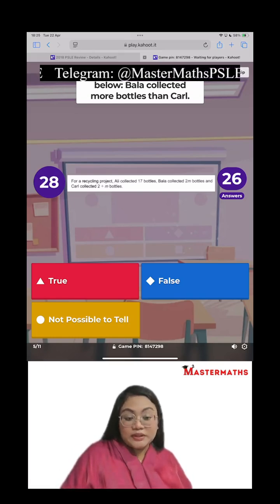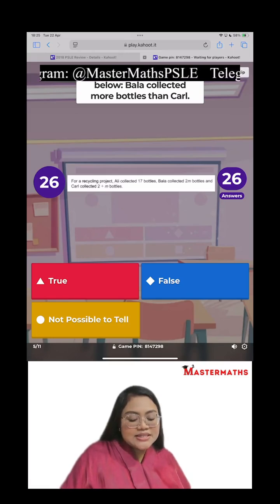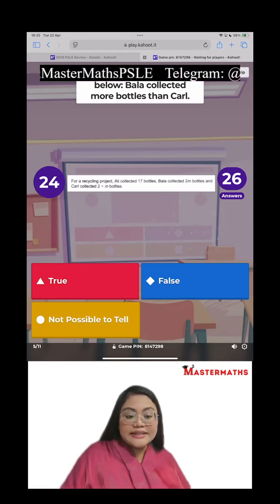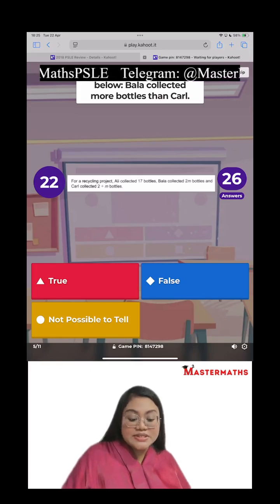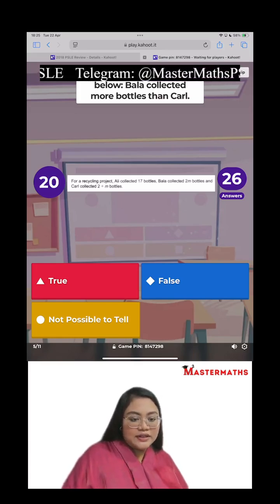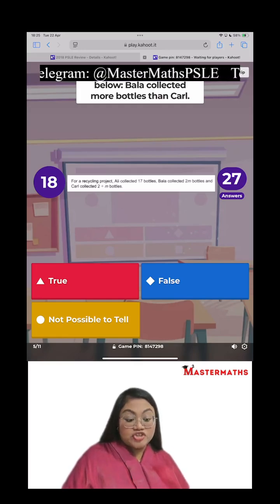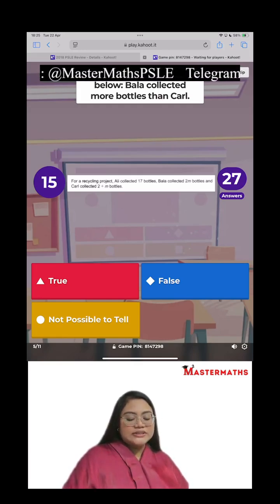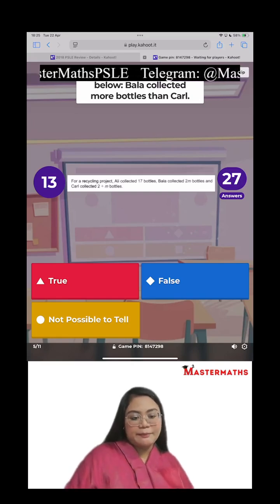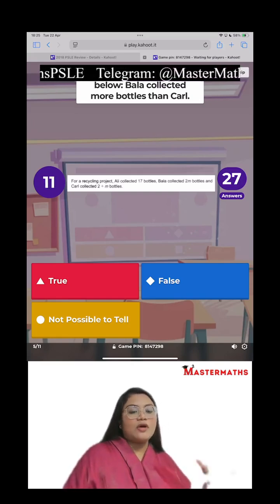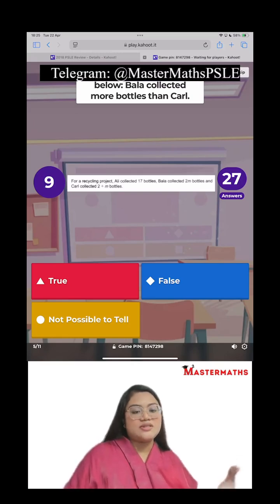Okay, for those of you who are not so sure, right? The hint here is to substitute the m for regular numbers and see what happens. Okay? Whatever numbers that you can try. You try to include some numbers for m and then you see what happens for Bala and for Carl. And then from there, you can get your answer.